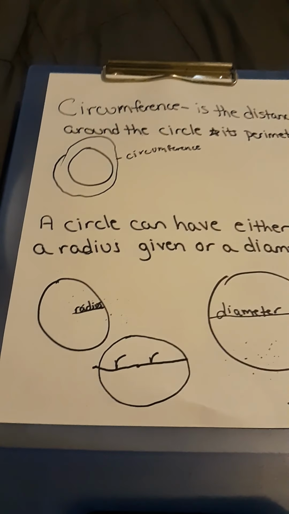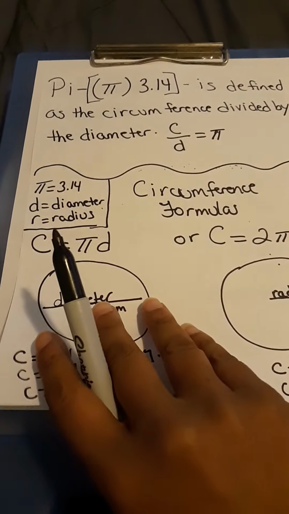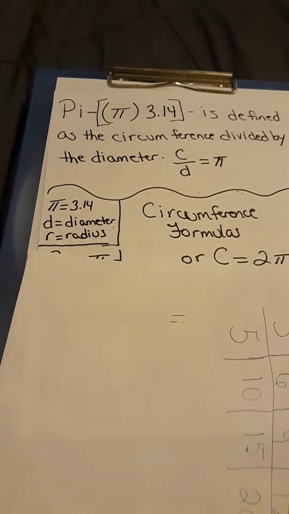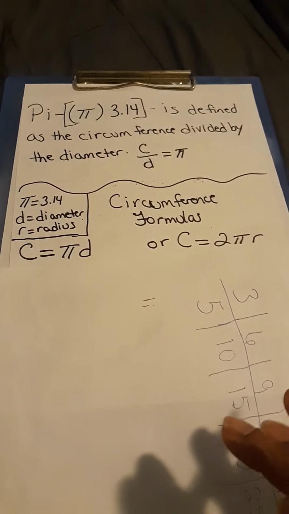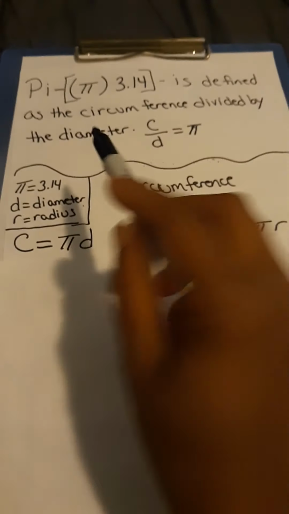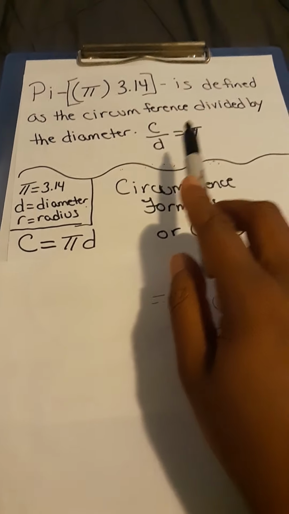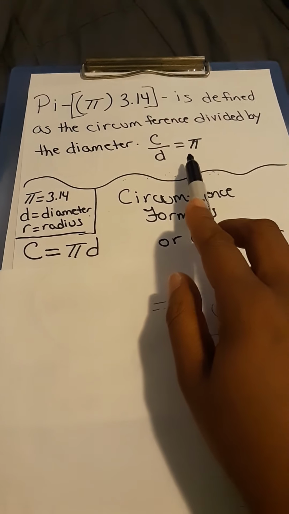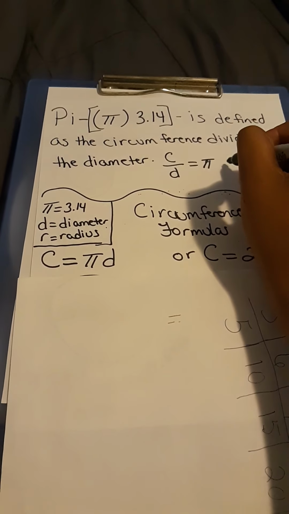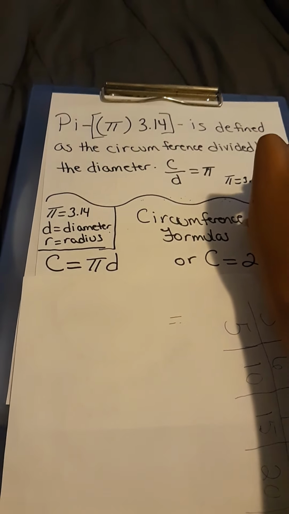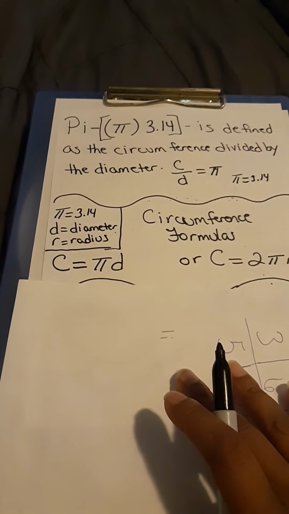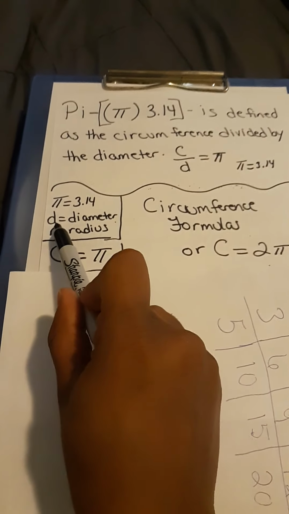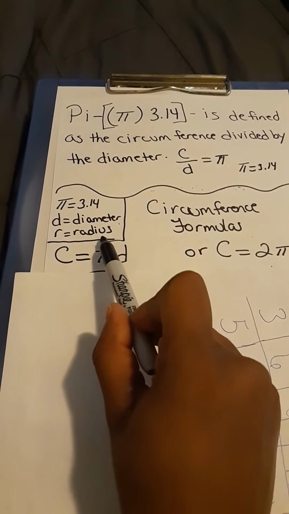The next thing we're going to look at is this. Pi is defined as the circumference divided by the diameter. So the circumference divided by the diameter will give you pi. Pi is always equal to 3.14. Okay? So we know that pi is equal to 3.14. D stands for diameter. R stands for radius.